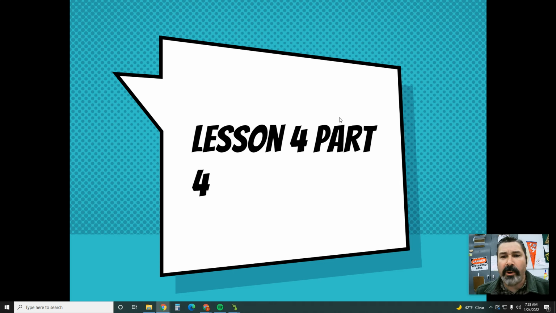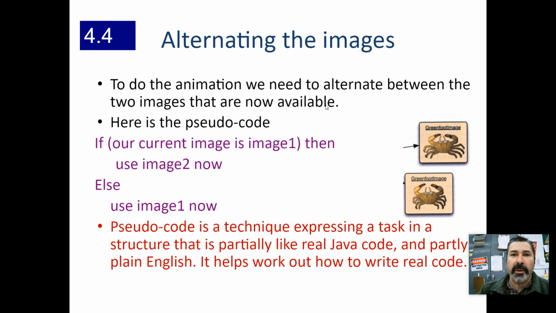All right, ladies and gentlemen, programmers, we're going to do lesson 4, part 4, finishing up the little crab. So again, we want to alternate the images. We want our crab to move his little arms like this. To do the animation, we need to alternate between two images. So switch from this image 1 to image 2, image 1, image 2.